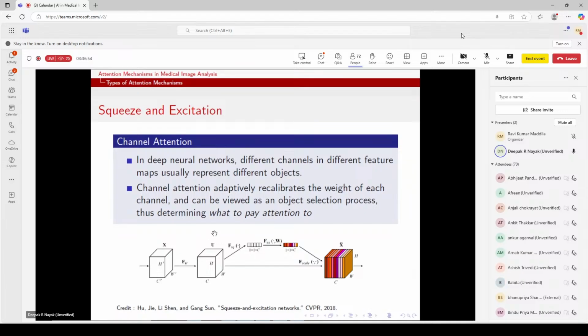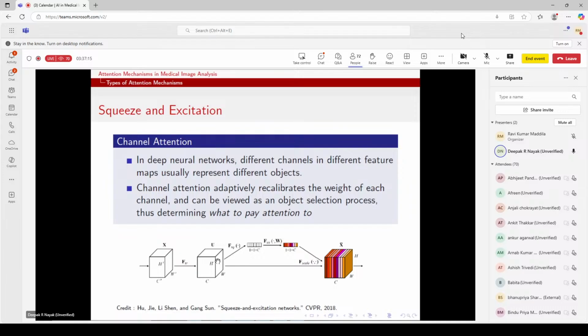So as you see, if you look at this particular feature map, you will find two different things. One is the different channels we have, right? And one is the position. That is why we're talking about two different types of attention. Which channel is very important for us? You need to highlight the important channel and suppress the other channels, for which channel attention has been designed.